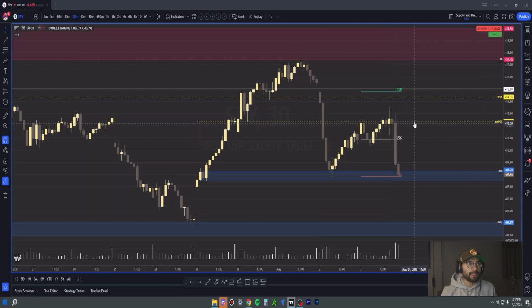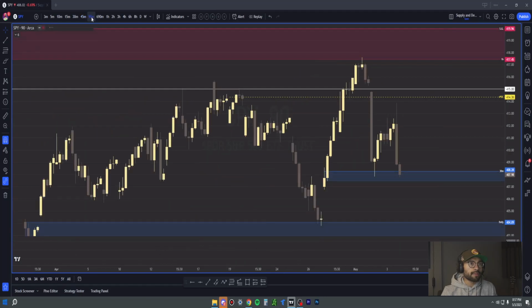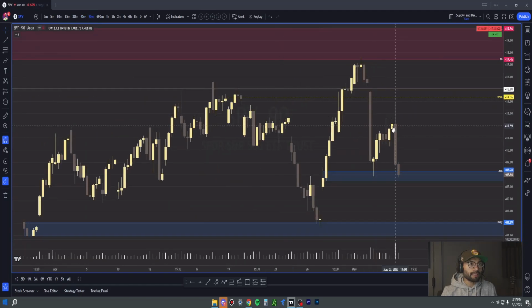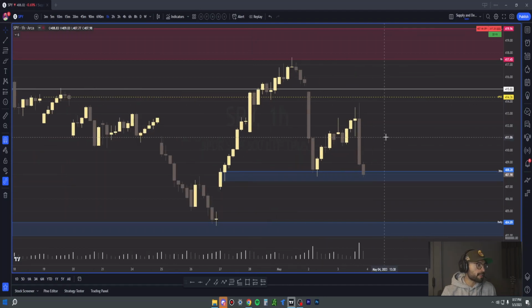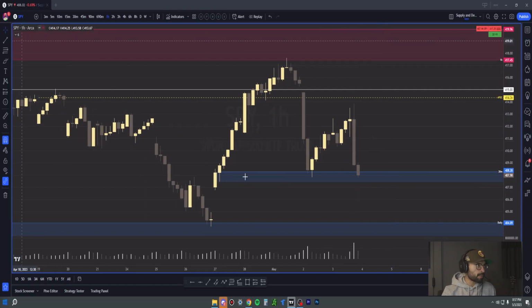So let me look for the supply in this area. Let me go to 45, maybe 90 minute. See, this 90 looks nice. Let me go to the hour right here. So this is what I love to see, like I said: basing candle, strong push to the downside, right? So for anybody that's trading SPY, this is what I would be telling you guys to watch as far as the supply zone.